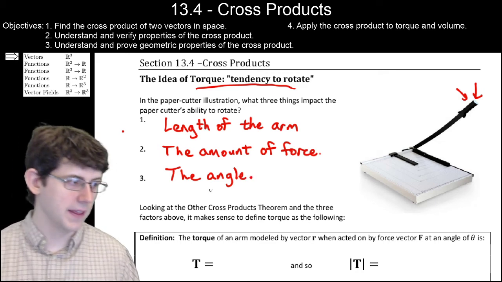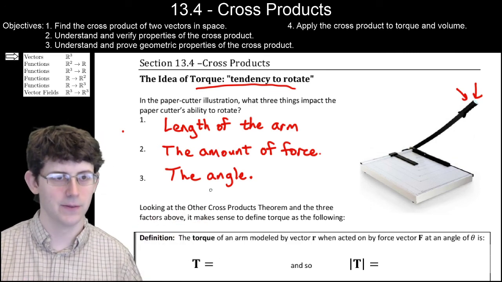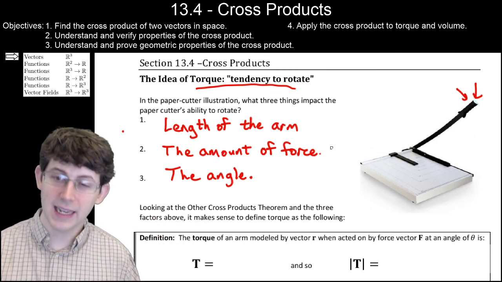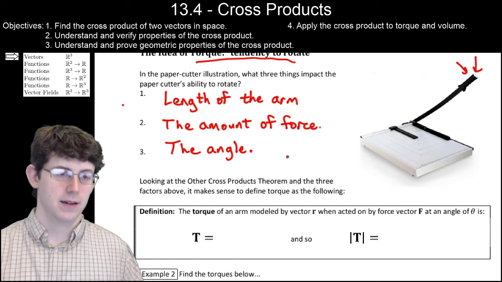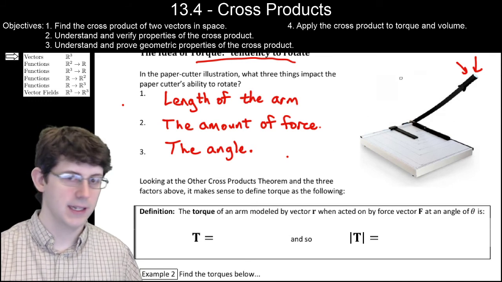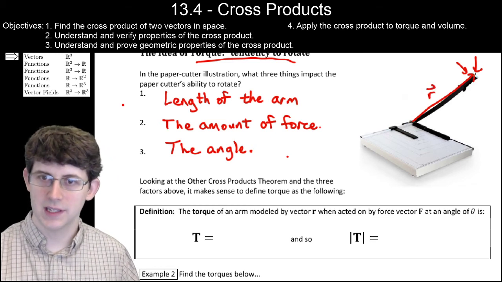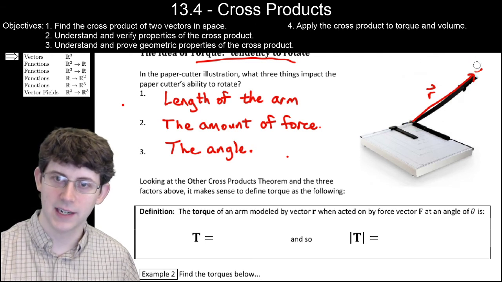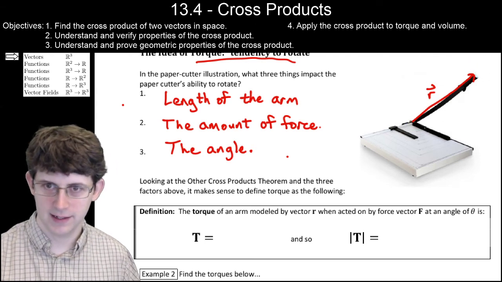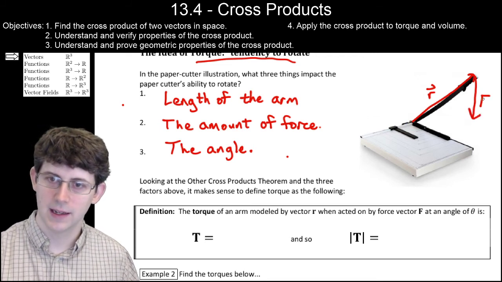Well, it will turn out that when you put all of those factors together, you end up making a formula that looks exactly like our cross product formula. The torque is given by, well, call this R, and say the force that you put on it is a force F, which will also be a vector because it has a direction and a length, just like this arm. So say you pull down this way.